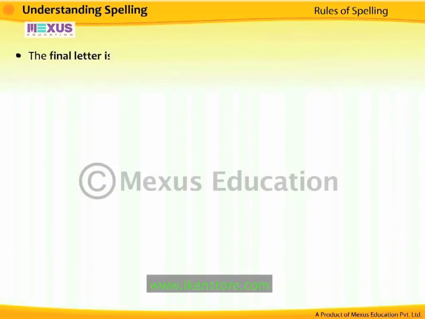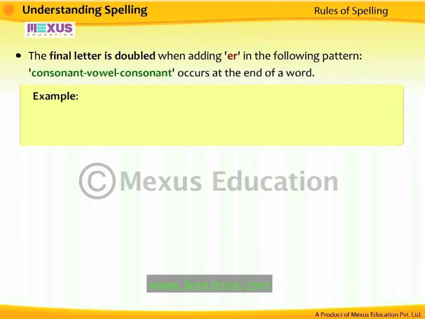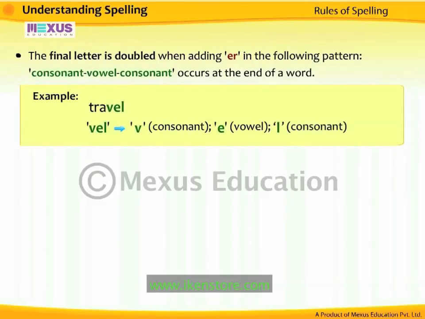The final letter is doubled when adding ER in the following pattern. Consonant, vowel, consonant occurs at the end of a word. For example, travel ends in VEL, which follows the consonant-vowel-consonant pattern. Thus, traveler is spelt with a double L when ER is added.